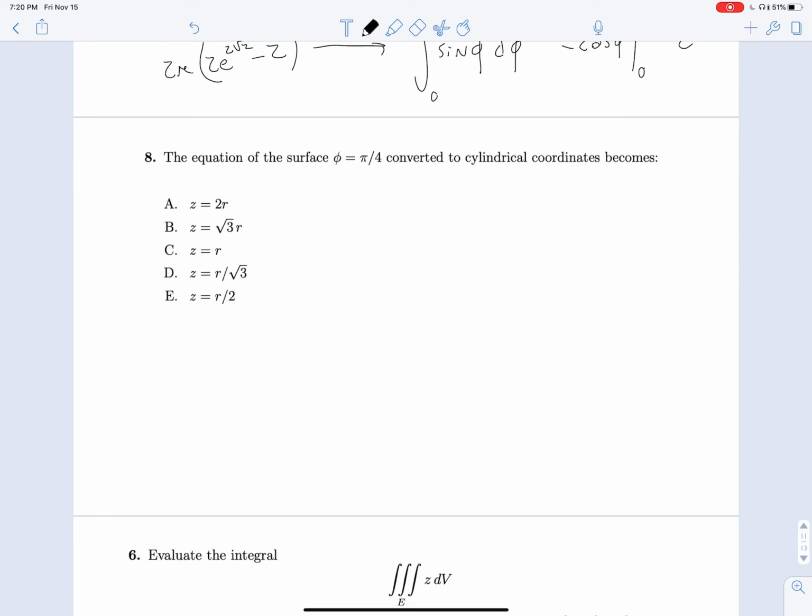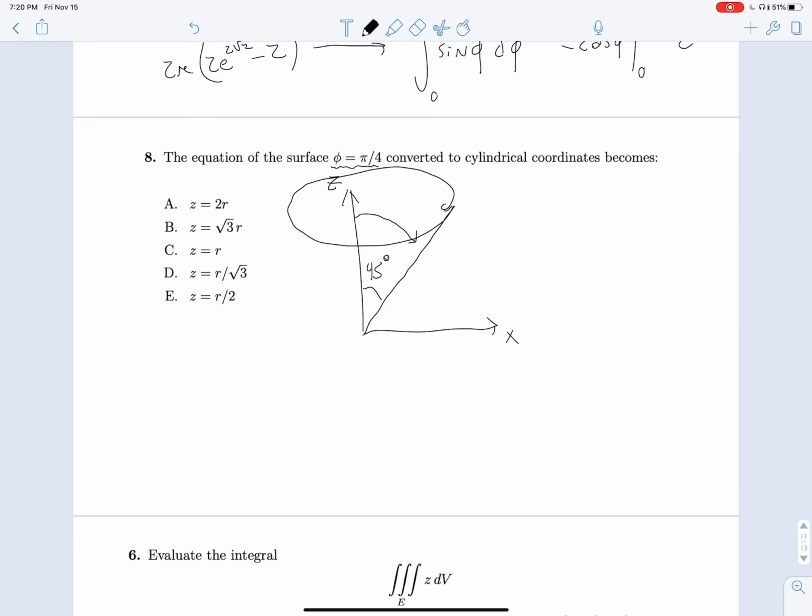Okay, the equation of the surface rho equals pi over 4 converted to cylindrical coordinates becomes, okay, let's take a look at this. If we draw, say, this is the x-axis and this is the z-axis, we know that phi making an angle of pi over 4 means an angle of pi over 4 coming down from the z-axis. So this is 45 degrees. And we know that we're not bounded on theta at all, so this guy will actually be revolving all the way around. And we want to convert this into cylindrical coordinates.